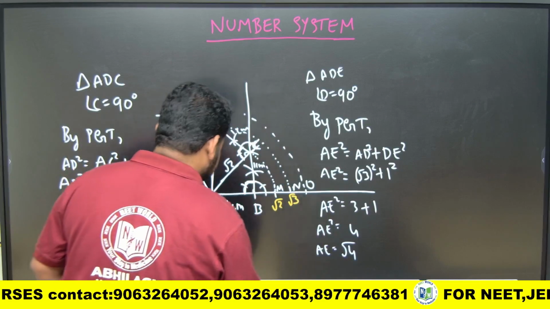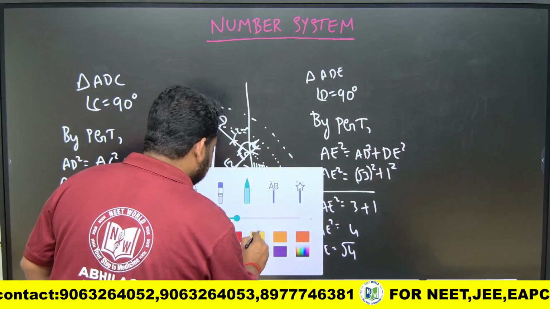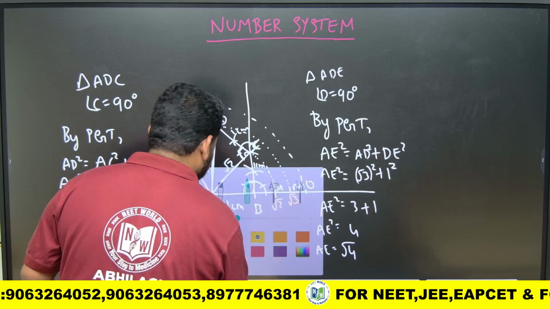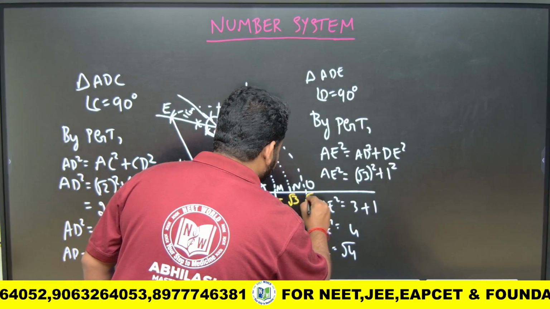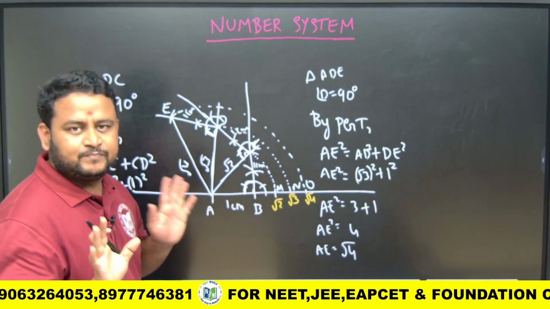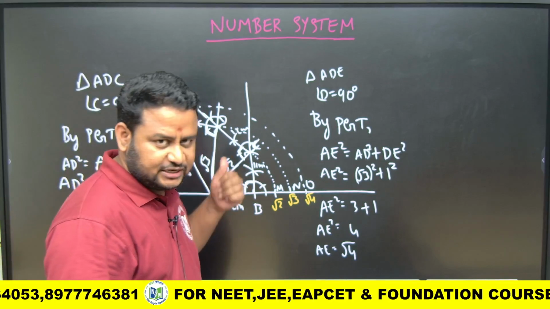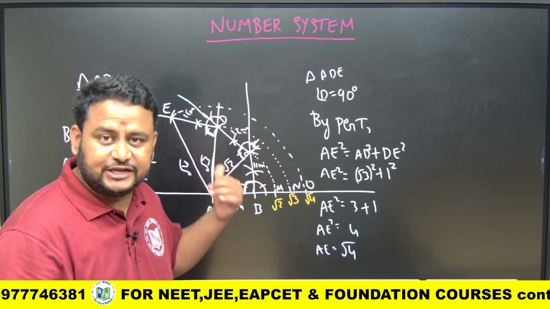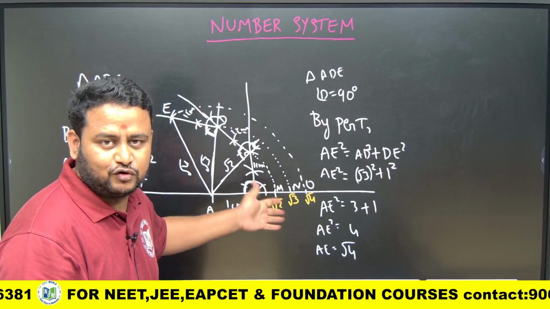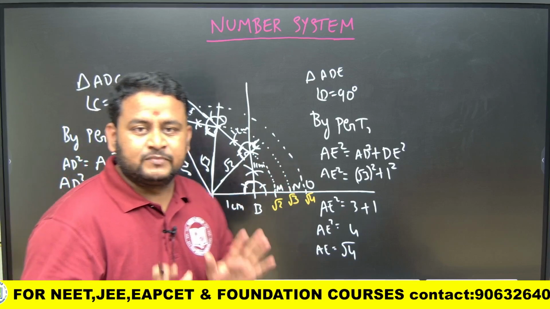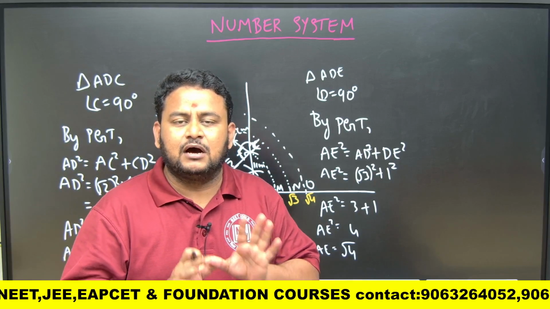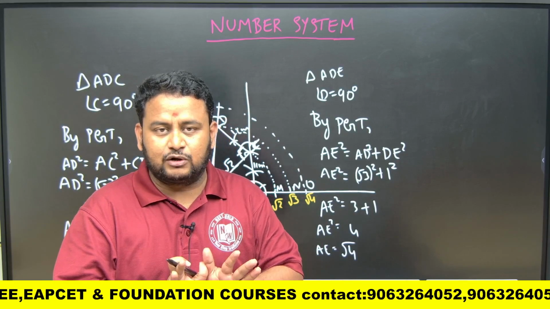This point is representing root 4. We got root 4. Clear, friends? Till now we got root 2, which I showed yesterday itself. Using that we understood how to get root 3, and using that how to get root 4. Now in our exercise they are asking how to get root 5.